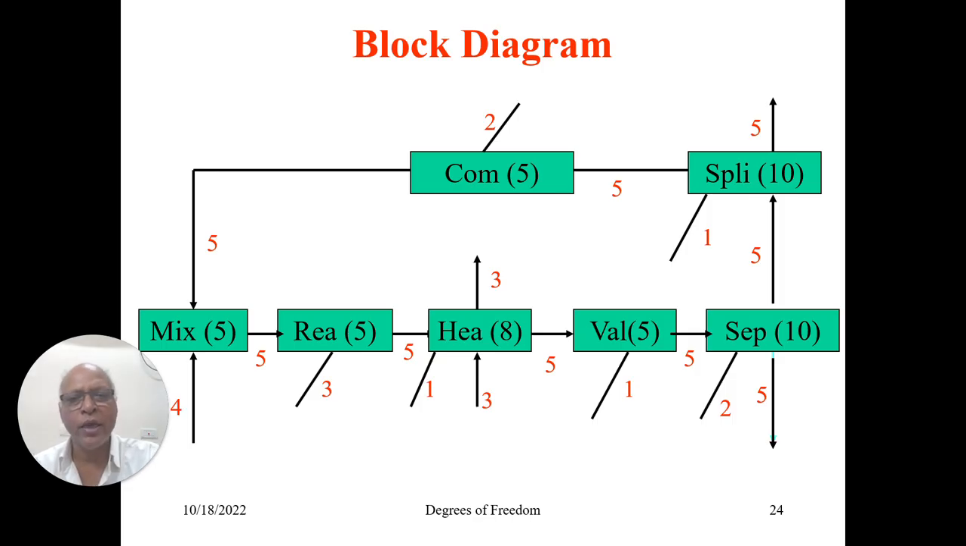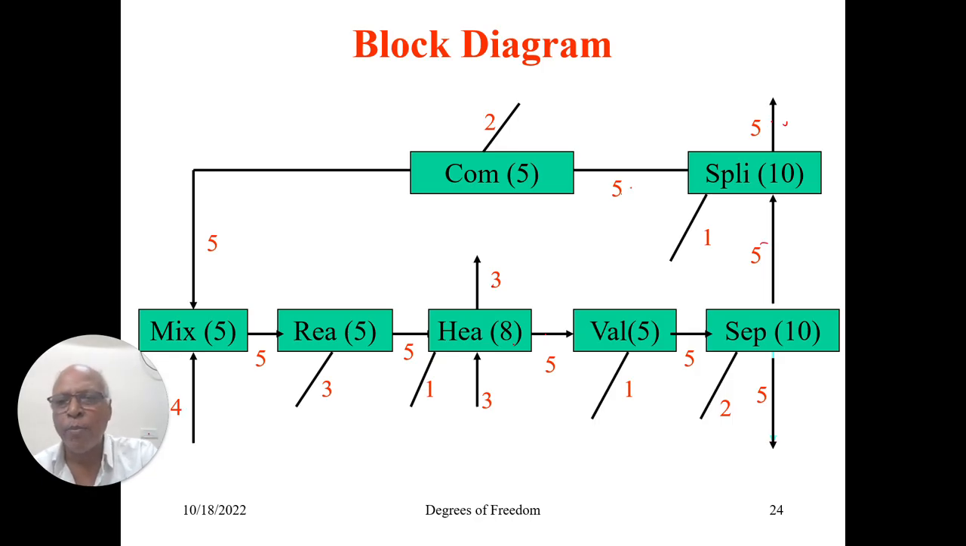Same is the case here. Why is this 8? There are 2 outputs, the degrees of freedom associated here is 5, here it is 3, so I will be able to write 8 equations. Similarly, in this case there are 2 output streams, so I will be able to write 10 equations. Here also there are 2 output streams, 10 equations. Here there is only one output stream, so 5 equations. So what is the total number of equations I will be able to write for this problem? 5 plus 5, 10, 18, 23, 33, 43, 48. So n is equal to 48.